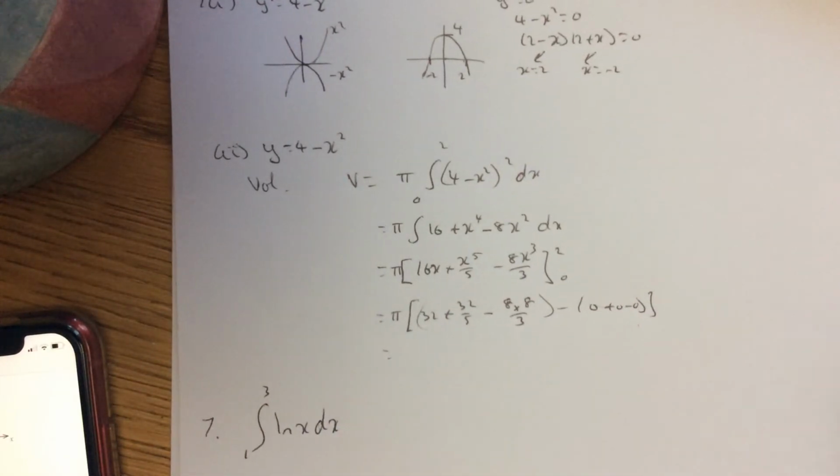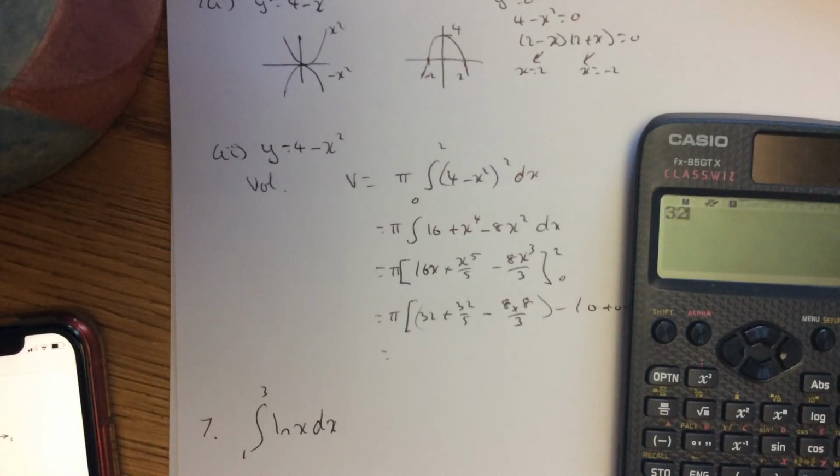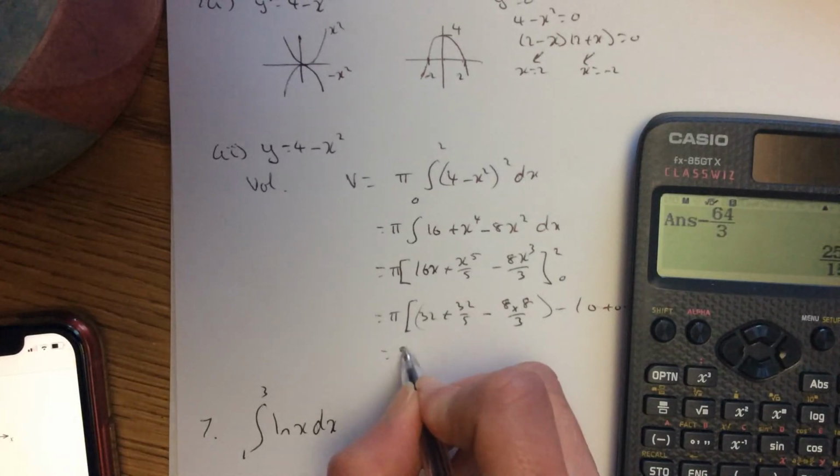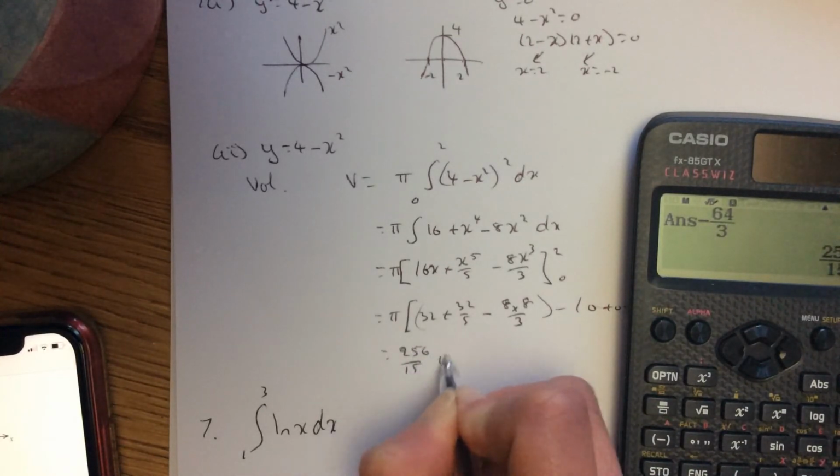So just putting that into the calculator. So it's 32 plus your 32 over 5 minus your 64 over 3. Times it all by pi, and you get 256 over 15 pi.